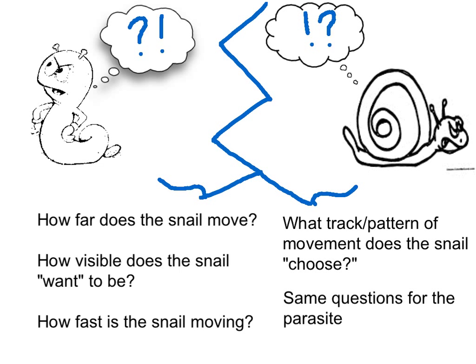Some examples, while thinking about these setups as uninfected versus infected snail or snail versus parasite, are: how far does the snail move, literally measuring distance? How visible does the snail want to be, where the snail is spending most of its time? How fast is the snail moving, measuring speed, acceleration, and velocity? What track or pattern of movement do they choose, measuring angle of turns? The goal is to see if these answers are amplified with more or less parasites.